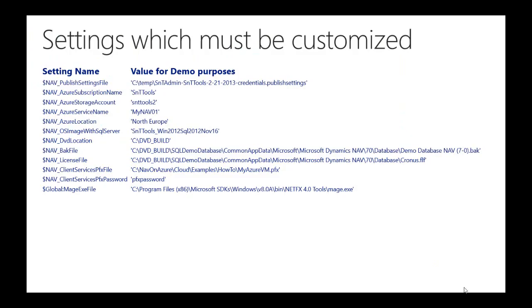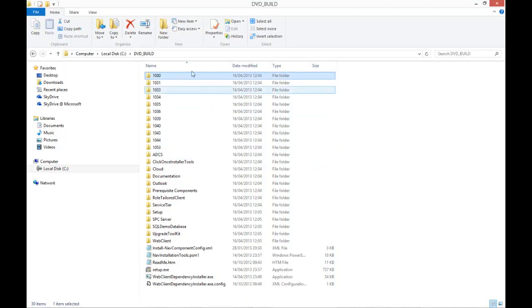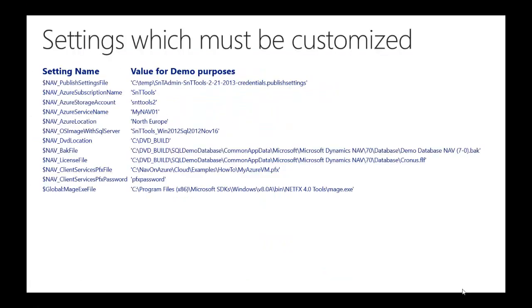The next setting is Nav DVD Location. This setting should contain a path to the Microsoft Dynamics Nav installation media. In my case, I've stored it here on my C drive. The next setting is Nav Back File. This setting should point to a SQL Server backup file containing the Microsoft Dynamics Nav database you want your Nav on Azure instance to use. For demo purposes, you can use the standard Cronus database backup file, which is available in the Nav installation media in the path shown here.